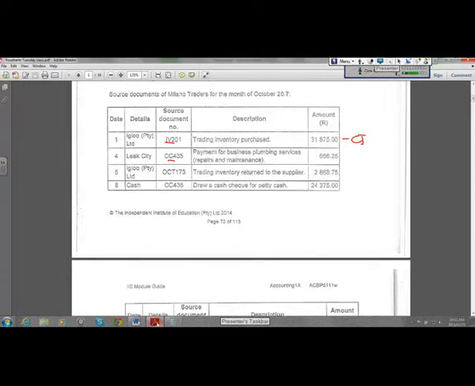So on the fourth, what's happening is we are paying. Look at that. So we are paying for business plumbing.